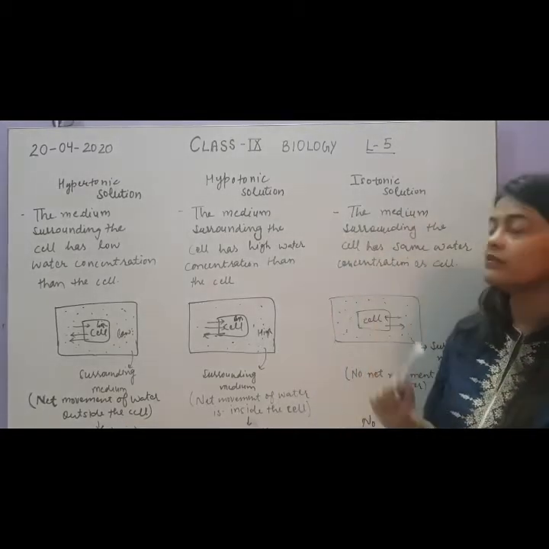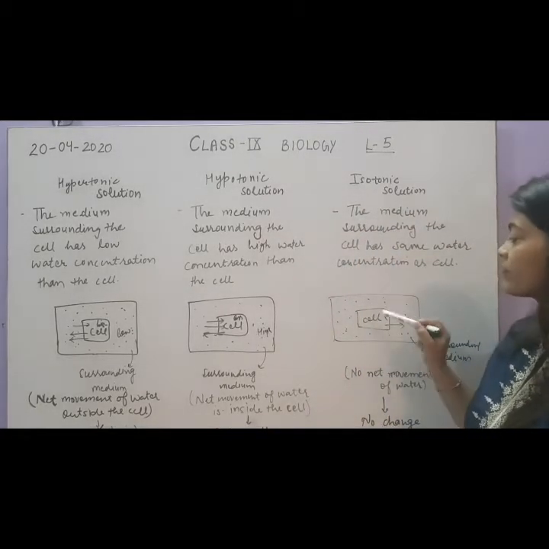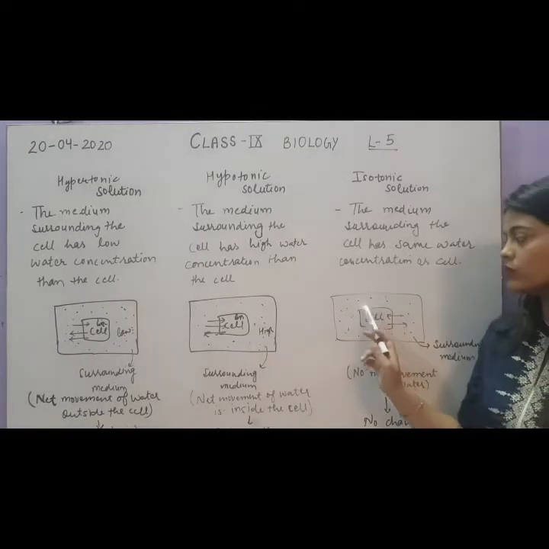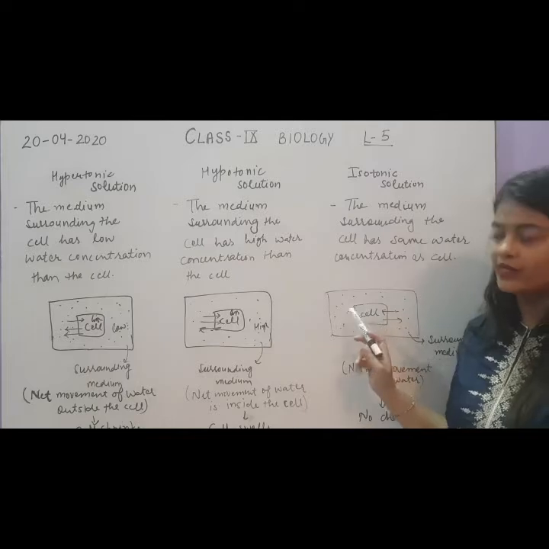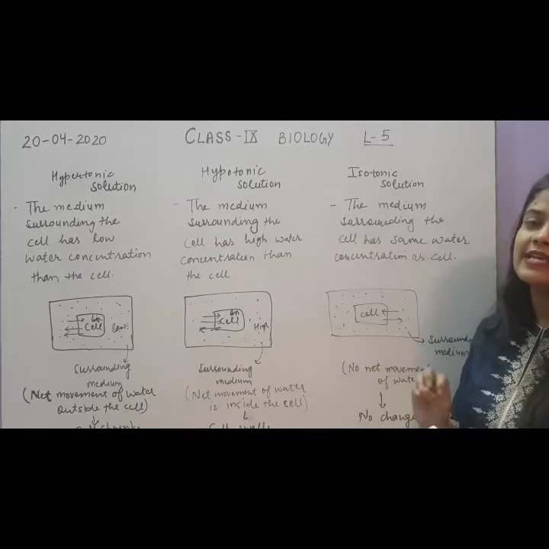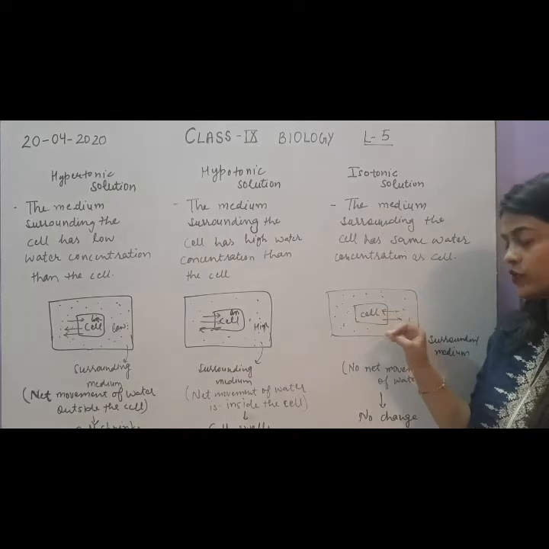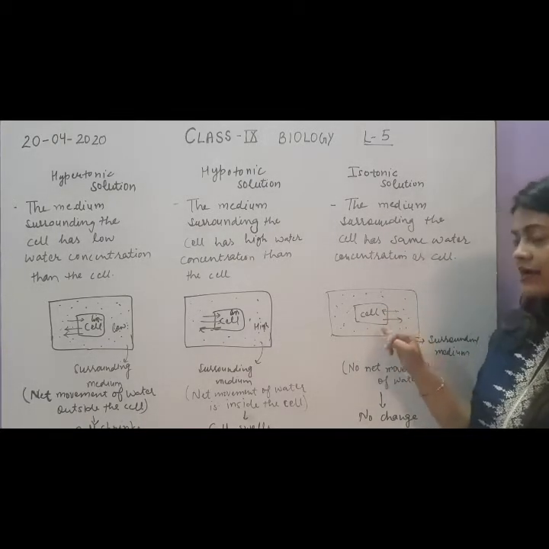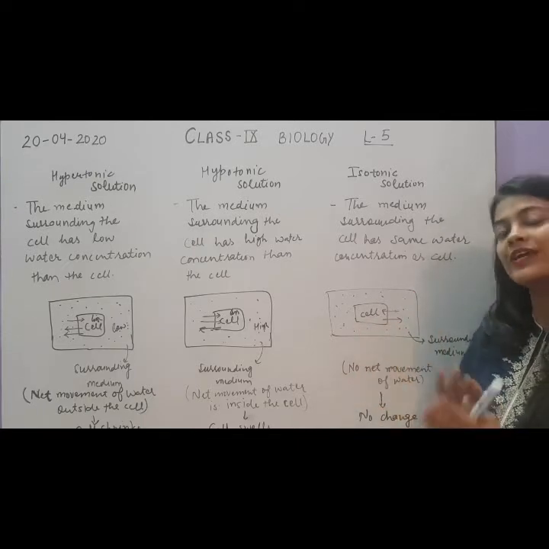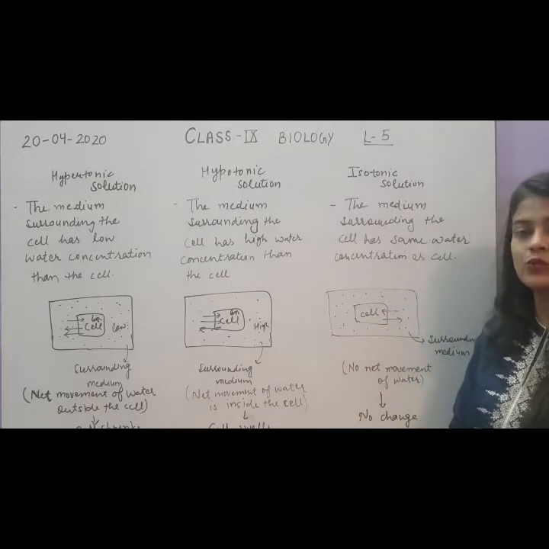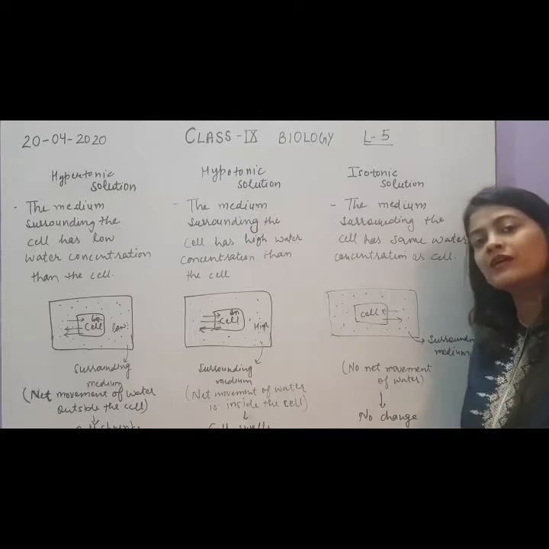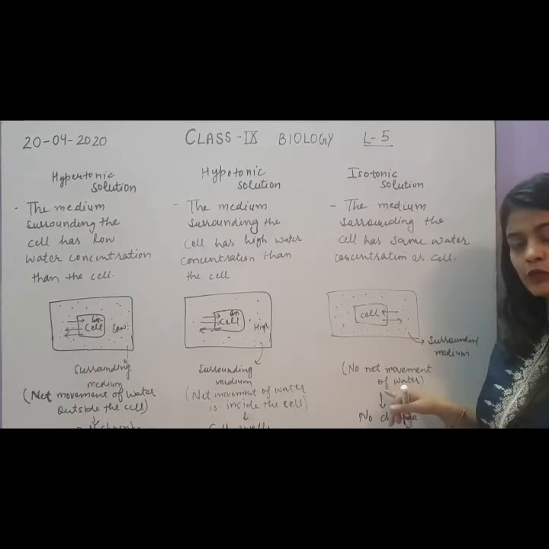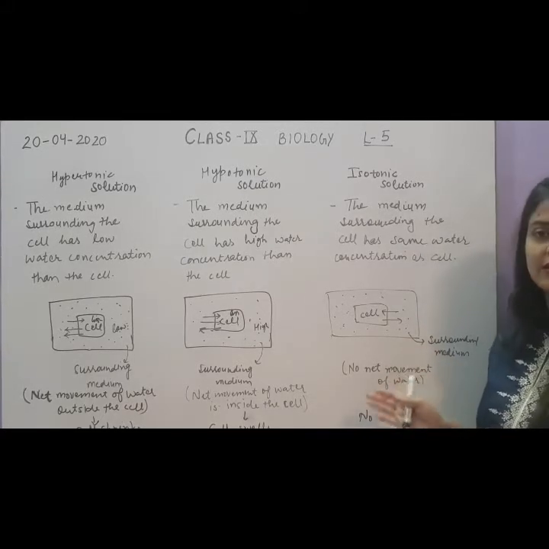Now let's see the third one, isotonic solution. So this is the surrounding medium and this is the cell. We will see that in both the cell as well as the surrounding medium, the concentration of water is exactly the same. That is why I have put 2 arrows here, 1 arrow inside and 1 arrow outside. It means that the number of water molecules going inside the cell is exactly equal to the number of water molecules going outside the cell. So there will be no net movement of water molecules and there will be no change in the cell.